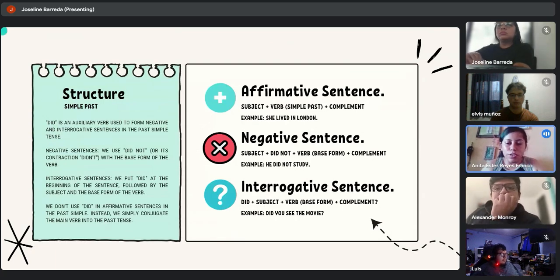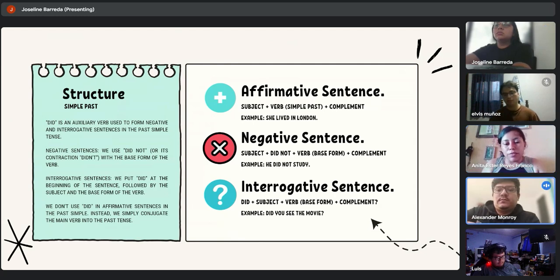We have the structure in the simple past. We can start with the affirmative sentences: subject plus simple past verb plus complement. For example, she lived in London. Next, negative sentences: subject plus didn't or did not plus base form of the verb plus complement. For example, he didn't study. Later, we have interrogative sentences: did plus subject plus base form of the verb plus complement plus question mark. For example, did you see the movie?